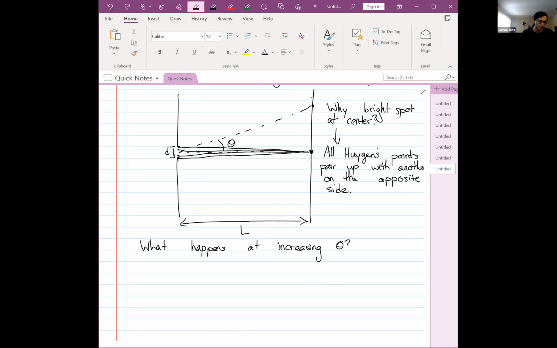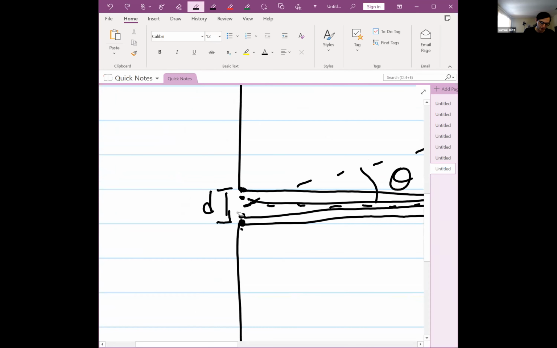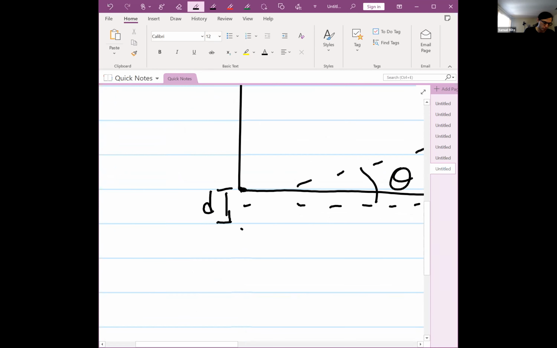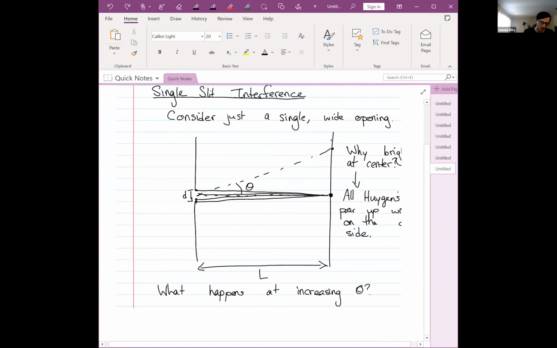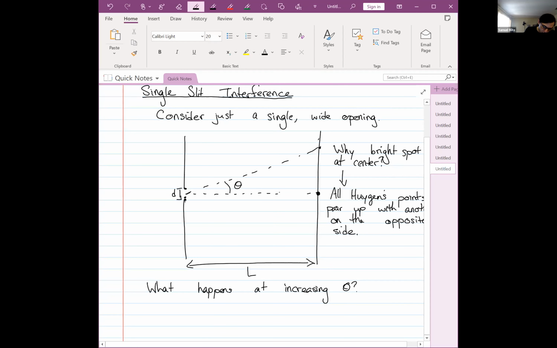And so eventually we will reach a point where, I'm going to zoom in just to erase some of these. Oops. I'm actually going to erase all of those lines now, just because they're cluttering. So for example, at some angle, if you take a point here and a point here, the bottom point is going to travel half a wavelength further than the top point. There is some angle where that will happen.